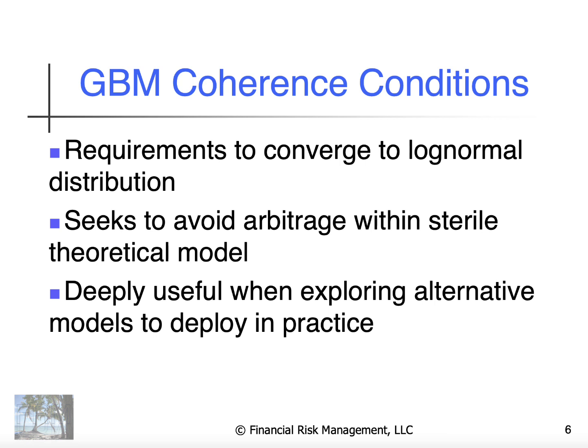The geometric Brownian motion coherence conditions require that the model converges to the log normal distribution. It seeks to avoid arbitrage within the sterile theoretical environment. Actual option markets are much more rough and tumble, so to speak, and these theoretical assumptions have to be relaxed. However, the binomial model is deeply useful when exploring alternative models to deploy in practice.